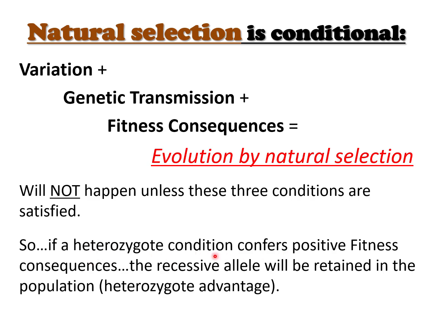If you get a heterozygote, that is, say, one gene copy that's different from another, maybe there are positive consequences. If the recessive allele is there and you get both recessive alleles, maybe that's a disadvantage. So we call this idea, that if you have two different alleles, heterozygote advantage: that the homozygote, two copies of the same gene, may not be as advantageous as a heterozygote.